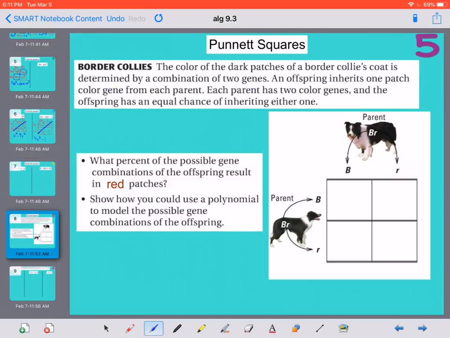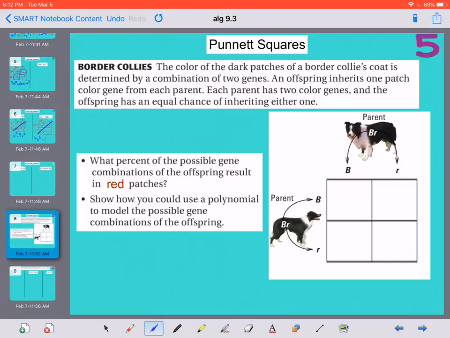Alright, we're going to talk about Punnett squares now. You guys may have seen these in science, maybe in 7th grade science when you were doing genetics. So, we're going to start talking about these with multiplying our letters.